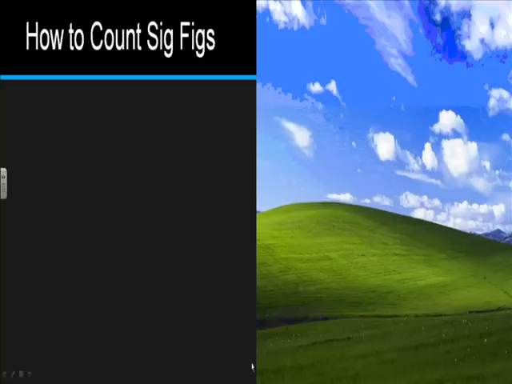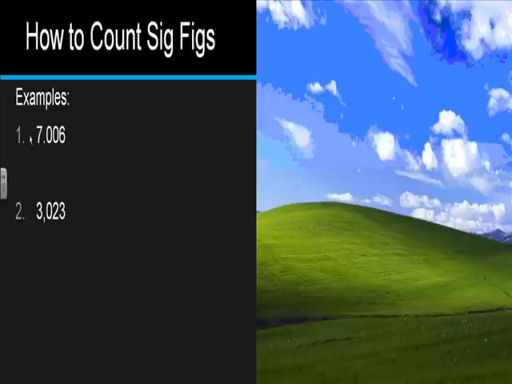All right, let's do a few examples. Your first example is 7.006. So you start counting on the left side of the number because the decimal is present. So you go to the Pacific Ocean side and you start counting with the first non-zero number. So that would be 1, 2, 3, 4. This number has 4 significant figures.